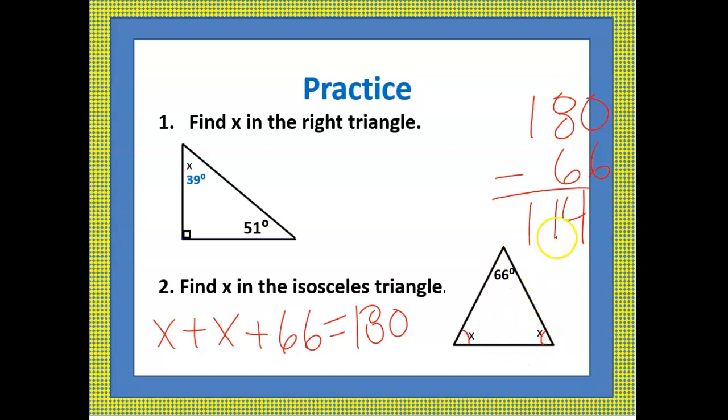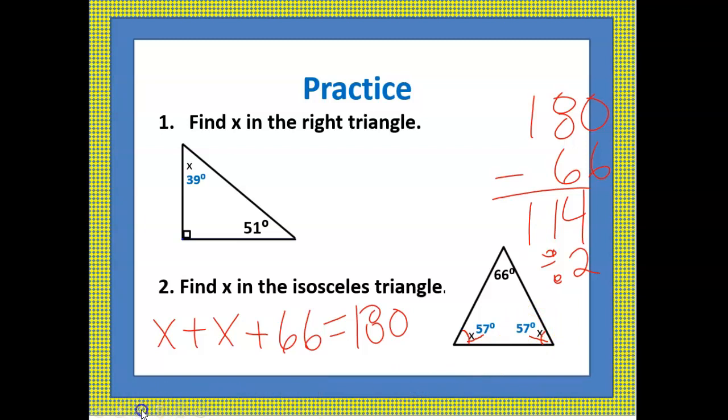What it means is that 114 is what's left over, and I need to split it between these two X's, which really means I just need to cut it in half or divide it by 2. So that divided by 2 would give me, anybody figure that out yet? It would give me 57. So I know that this is 57 and that this one right here is also 57.